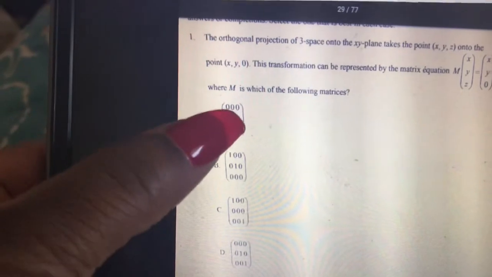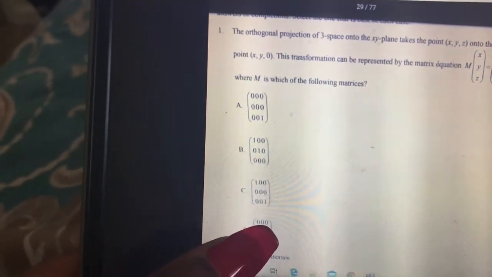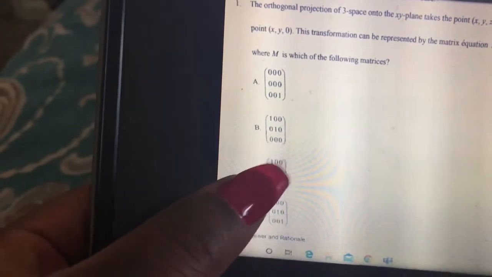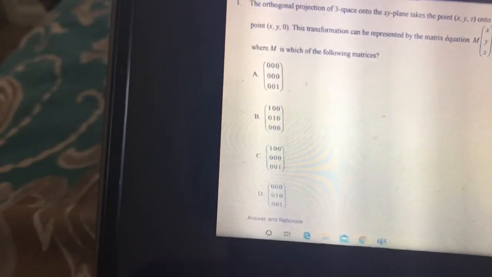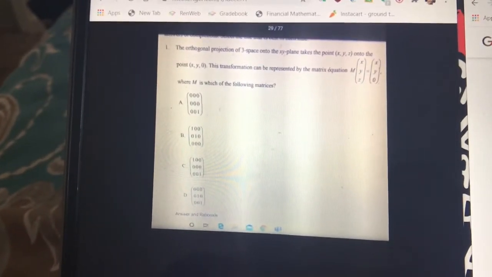All right, now for this problem, I would recommend doing process of elimination. If you pay attention to the answer choices, which you always want to at least glance at the answers first before you start. 2 of the answers start with 0, 0, 0 at the top, A and D, and then 2 of them start with 1, 0, 0 at the top. So if you can figure out which one of those will take you in the right direction, it'll make this problem a lot easier. And if you don't know how to multiply matrices, let me know and I can do a separate video for that.